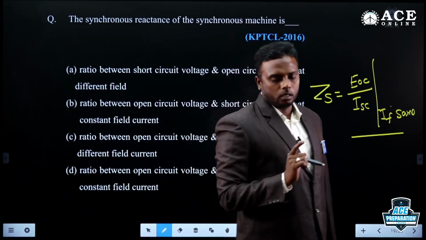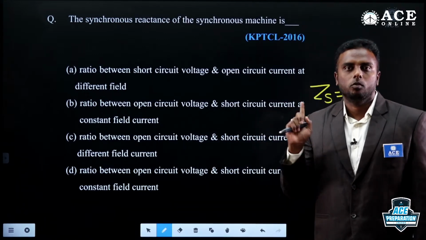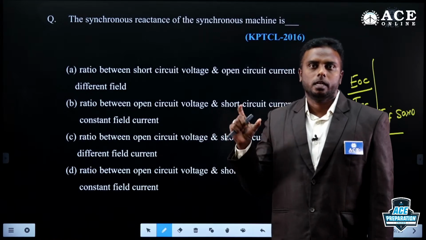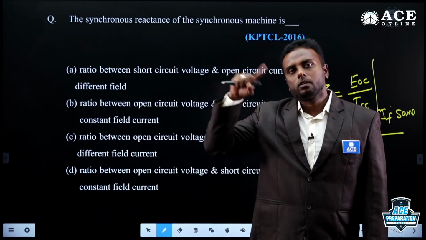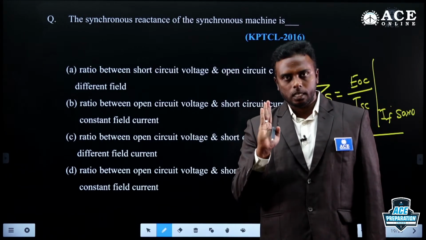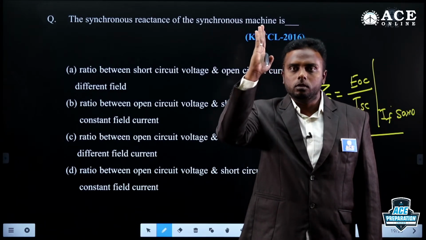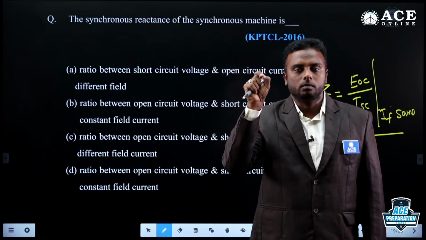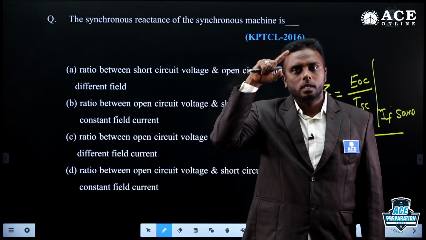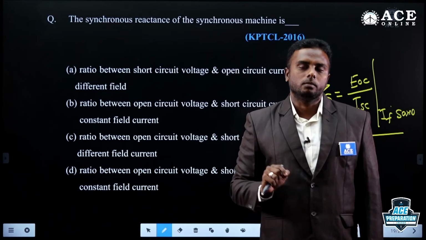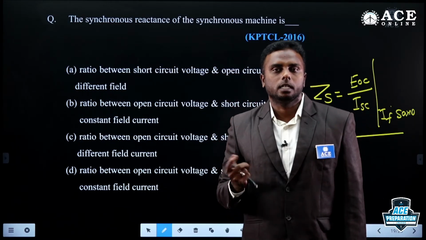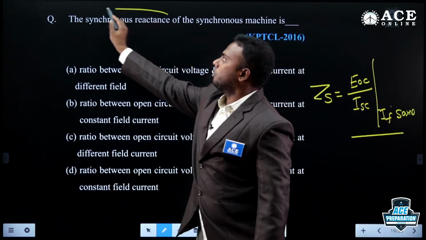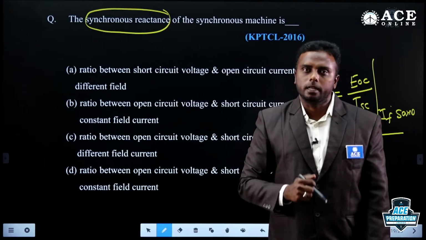Generally we find out this ZS from OCC and SCC. We have open circuit characteristics and short circuit characteristics. After drawing both, consider the same field current and then extend the line onto both graphs. This line will touch OCC and SCC. From OCC take the voltage and from SCC take the magnitude of current, and take the ratio of that voltage and current, that is nothing but synchronous impedance. The same definition we give for synchronous reactance also, if resistance is negligible.